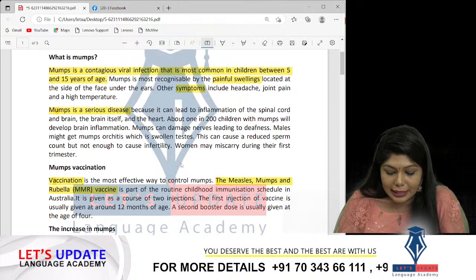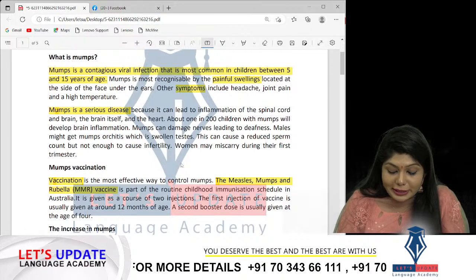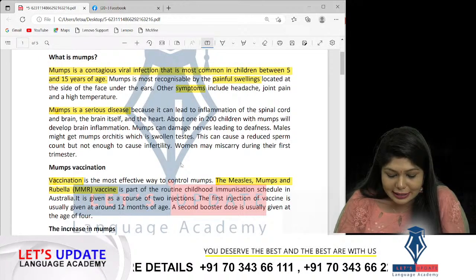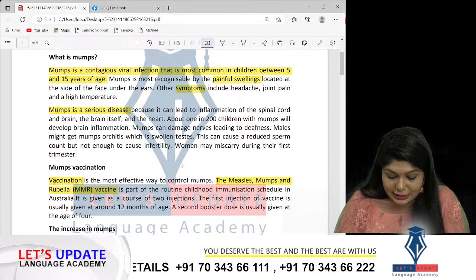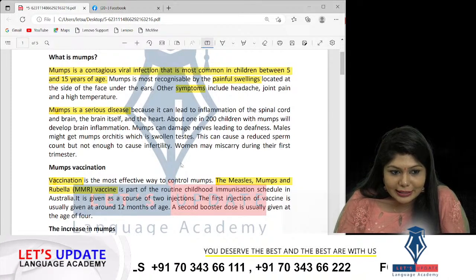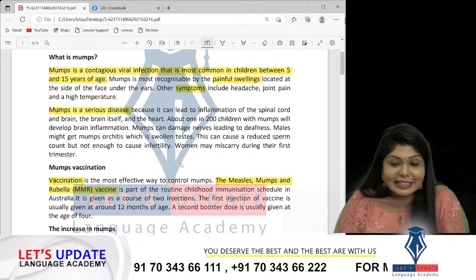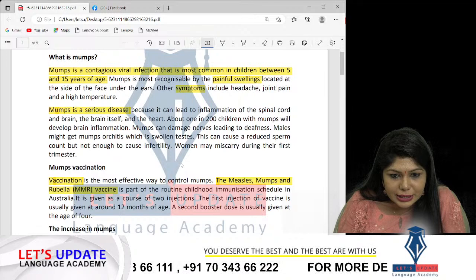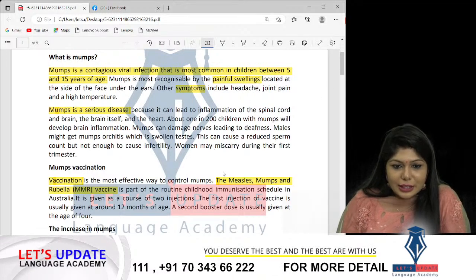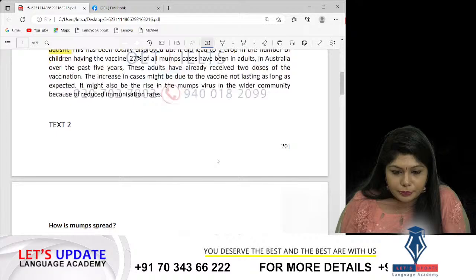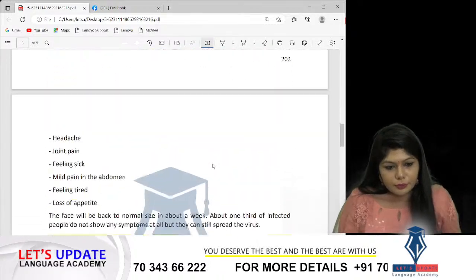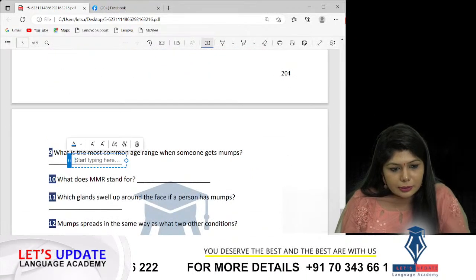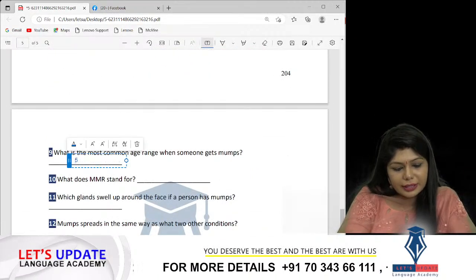Anjali Mahazan has put in the answer as 5 and 15 years of age. San essay has commented between 5 and 15. Yes, good. That is the correct answer. The most common age range is between 5 and 15. So I'll just put in the answer there.